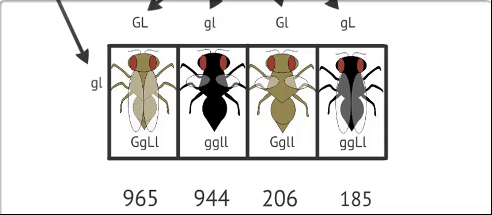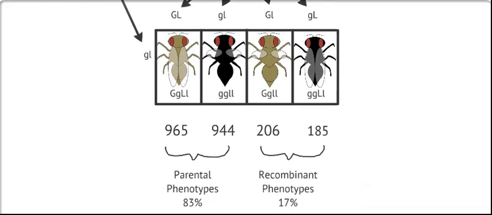While Morgan did see the four phenotypic combinations, their numbers were not equal. He saw far more offspring that had both dominant traits or both recessive traits than he did having one dominant and one recessive trait. In fact, 83% of the offspring look like one of the two original parental lines, while only 17% of the offspring had a recombinant combination of phenotypes. This is different than the independent assortment which Mendel saw in his pea plants.